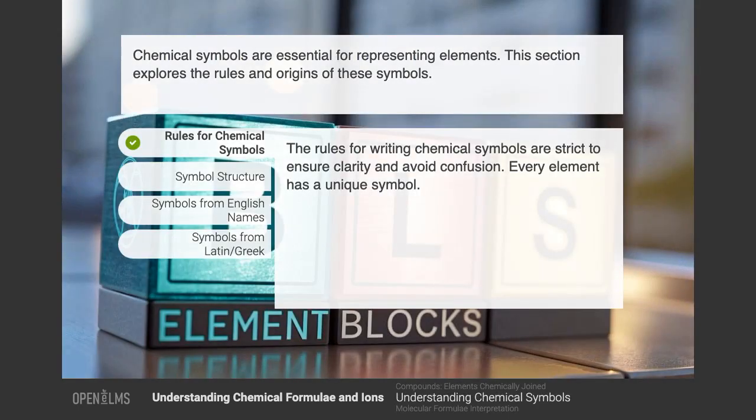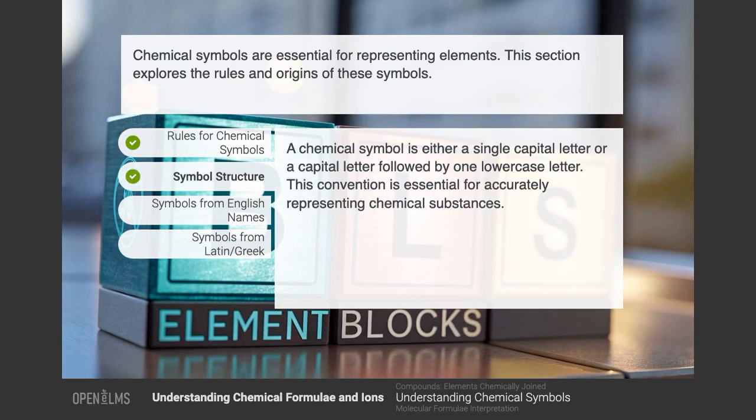The rules for writing chemical symbols are strict to ensure clarity and avoid confusion. Every element has a unique symbol. A chemical symbol is either a single capital letter or a capital letter followed by one lowercase letter. This convention is essential for accurately representing chemical substances.